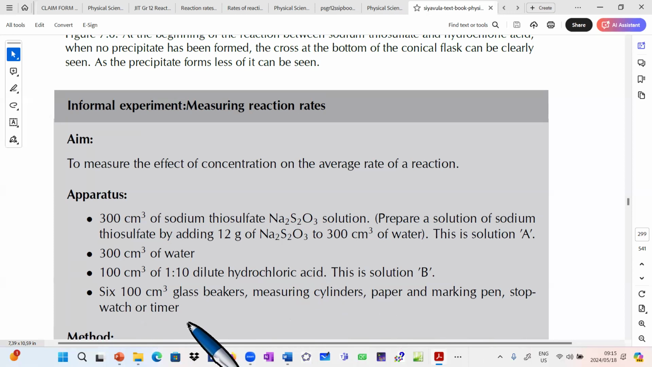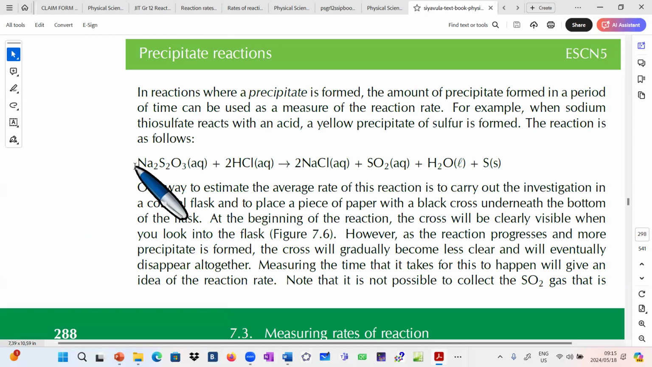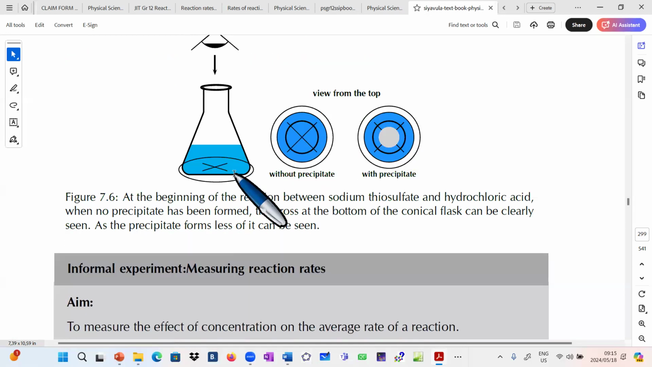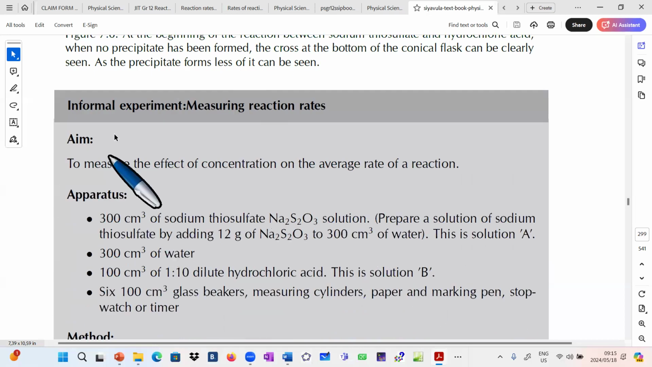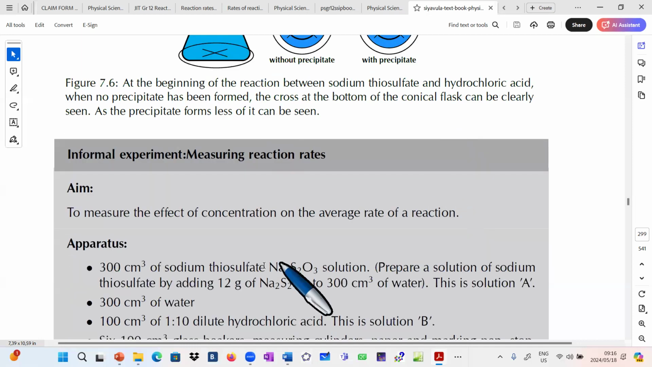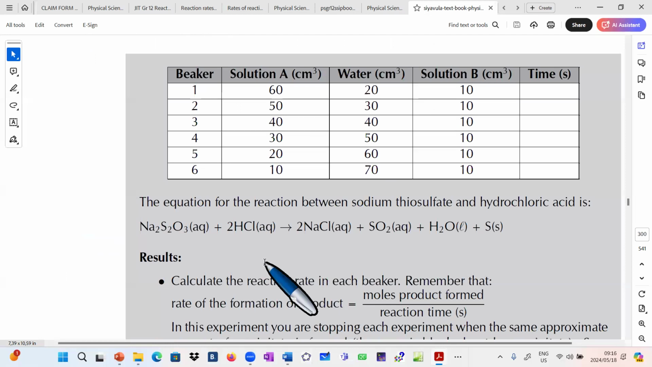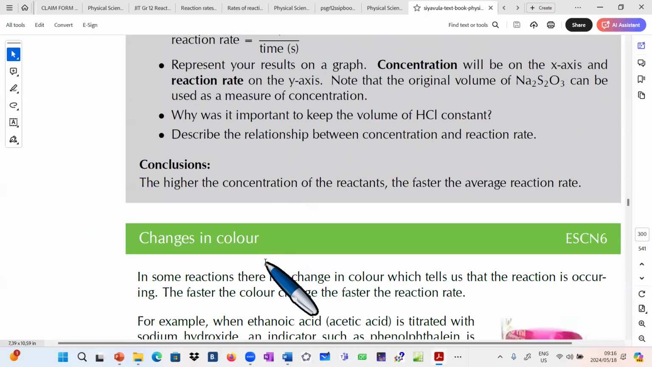So you are just combining sodium thiosulfate with HCl, and you are having your papers. It's just an informal experiment. You want to see the cross disappearing when HCl is mixed with sodium thiosulfate. At some point the precipitate forms and the cross will ultimately disappear altogether. I'm not going to spend a lot of time on that.